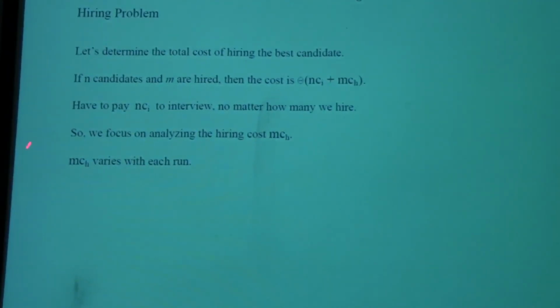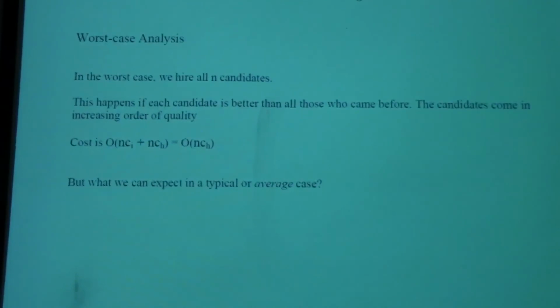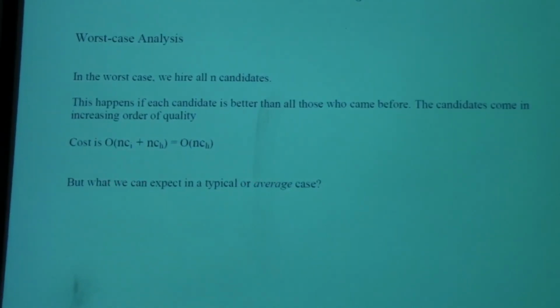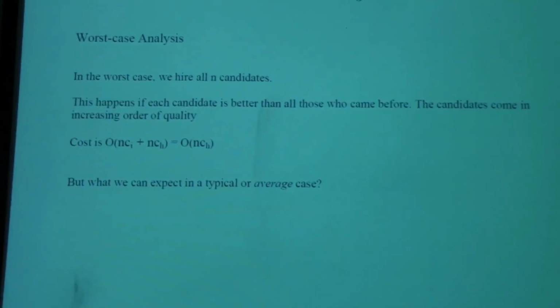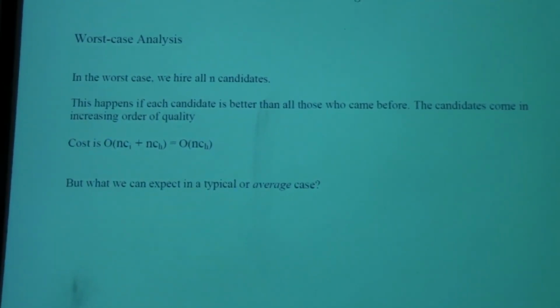Okay, so we want to focus on analyzing the hiring cost. So let's take a look how we would do that. So we're going to say our cost is going to be, what do we expect on the average case? So we're looking at the average cost. We understand that if we had to calculate a specific cost of hiring 5, that may be difficult to understand from the standpoint of the combinatorics of the binomial of the combinations. But let's think about the average case.